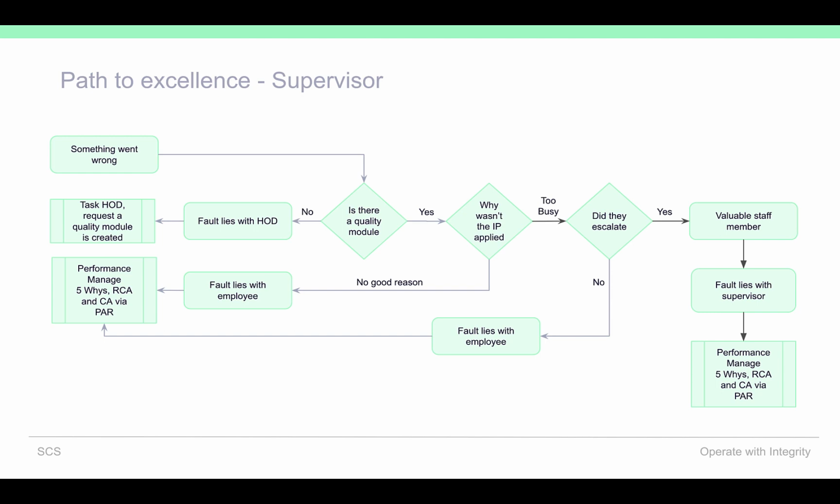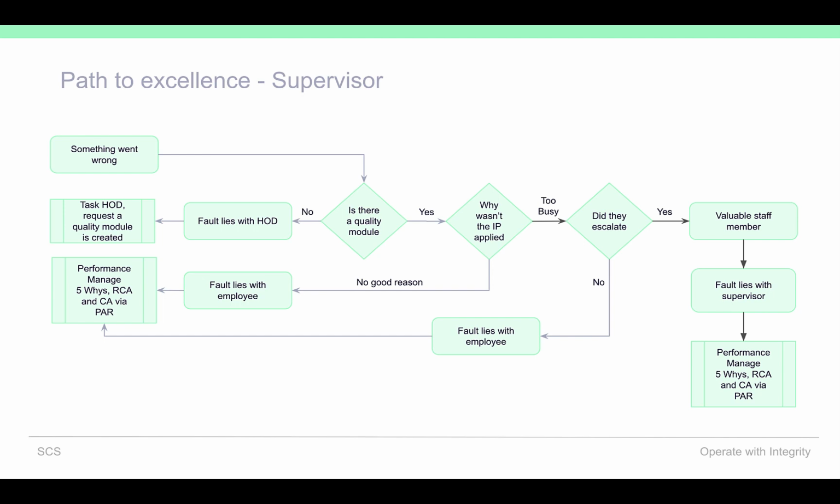Whenever anything goes wrong, that's either a person or a process. So the very first thing we've got to look at, and again, processes are not the responsibility of the supervisors, that's the responsibility of the senior leadership team and the people that architect and design our systems. But when it comes to people, the very first thing a supervisor's got to ask is, was there a quality module? And it's a binary outcome, there was or there wasn't.